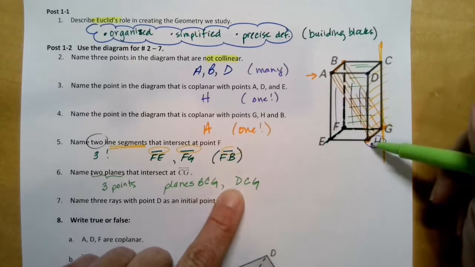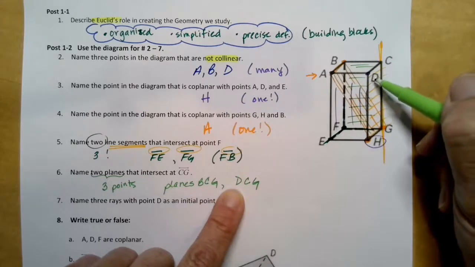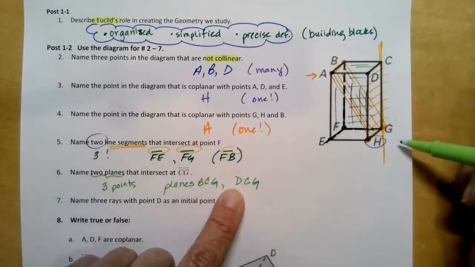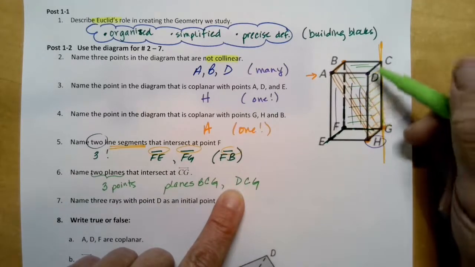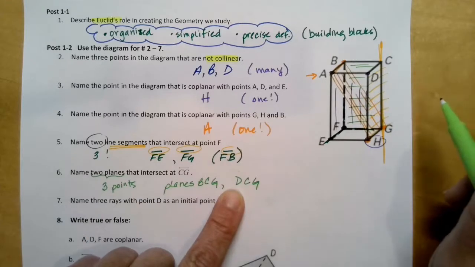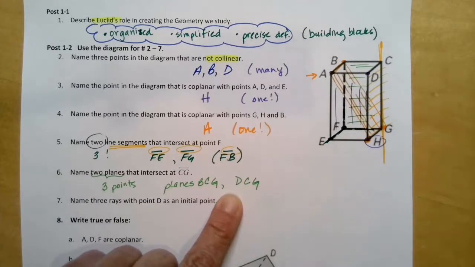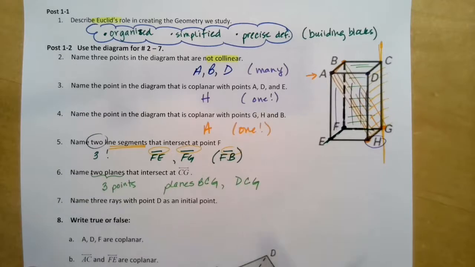So if you list this point, let's say you do DCHG, you'd get it wrong. So we need to make sure that you do them in ring around the rosy order, so you can eliminate that risk by just using 3 points to name your planes. Planes BCG and DCG intersect at line CG.